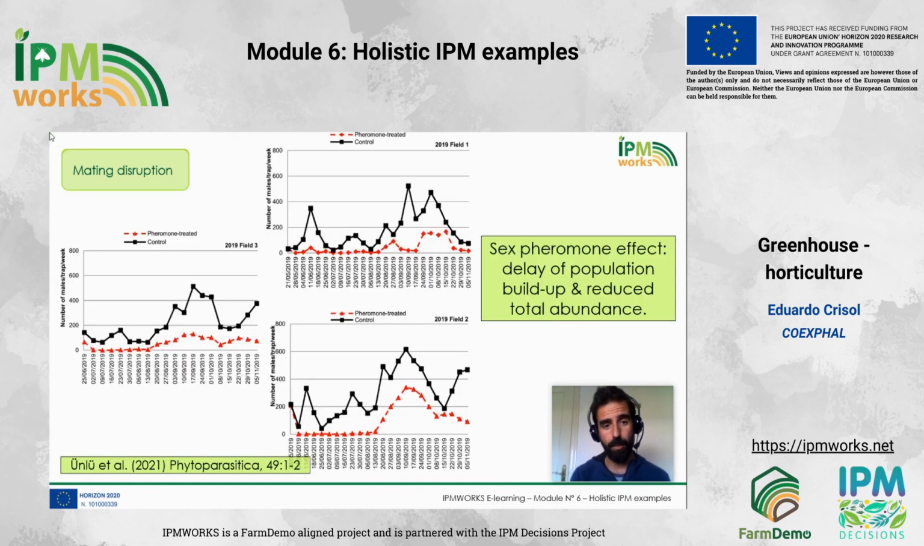To show you some results of the sex pheromones, in this case from a field study on a tomato crop in the field, you can see the different colors indicating either control or pheromone treated tomato fields. And in summary, we can say that the sex pheromone effect is pretty much causing first a delay of the population build-up and a reduced total abundance of Tuta absoluta.